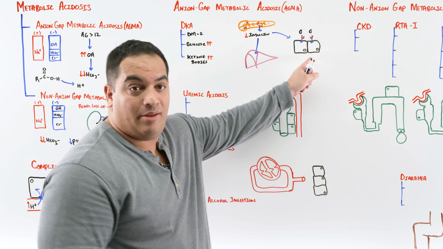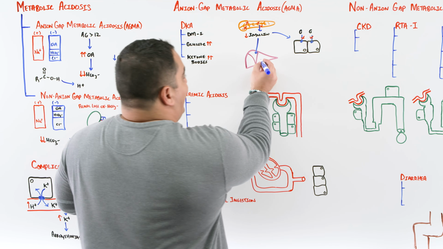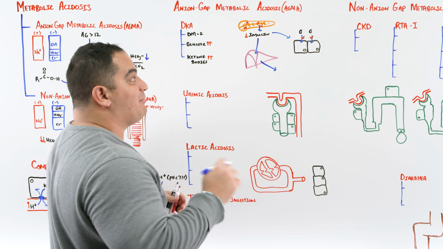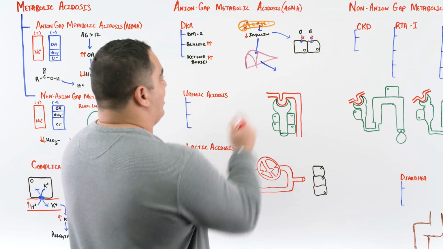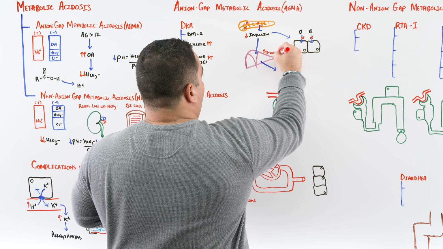I need to generate ATP because I'm not using glucose to make ATP. So what it does is it tells your liver to take fatty acids and break them down. So it undergoes a process called beta oxidation. So you increase your beta oxidation.